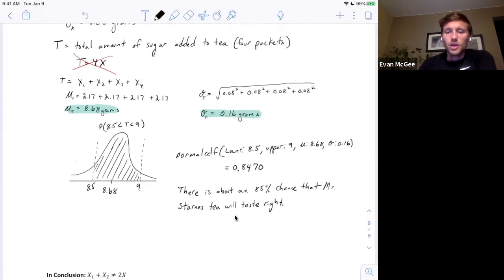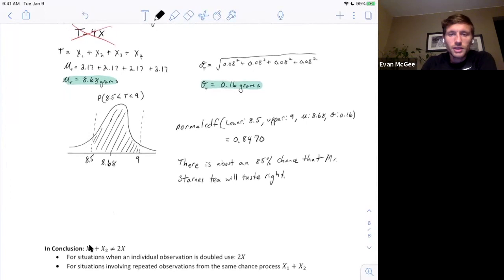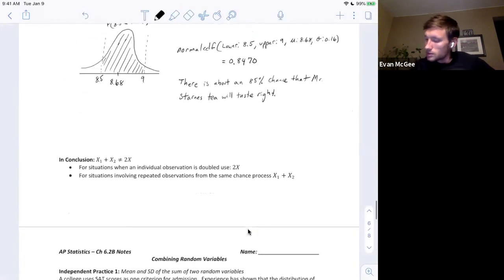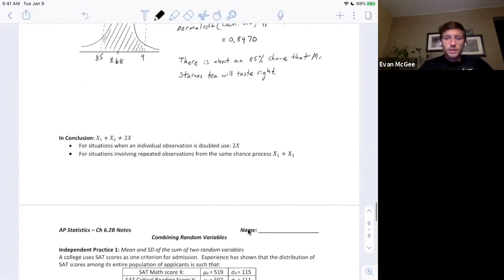So what you need to know about normal distributions is that when you're setting up your equation like I did here, X1 plus X2 is not the same as 2X. For situations when an individual observation is doubled, we use 2X. But for situations involving repeated observations from the same chance process, we have to use X1 plus X2. And that's primarily because the standard deviation, the variation from the distribution, is different if we just double it versus repeating the same process. So what I'd like you to do is take a look at the independence practice problems that we have and check your work with my work as you go through.